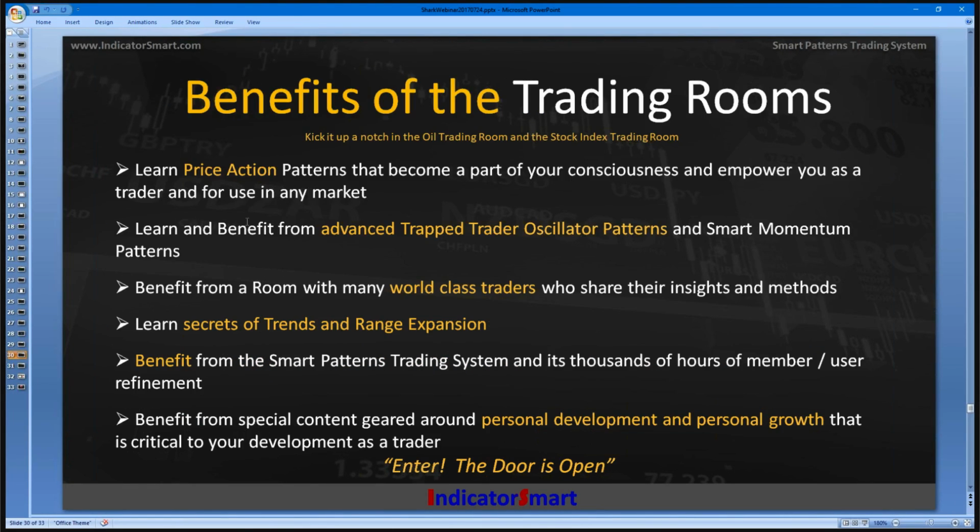So let me just cover a couple things about the trading room. The trading rooms are really price action based, but we also look at market profile. We look at order flow patterns that are put together in a way that's really easy to understand. It's graphical. There aren't 10,000 numbers all over the charts. And the tool we use for that is called the Trap Trader Oscillator and Smart Momentum Patterns. We have a lot of really awesome traders in the rooms to share their insights and methods. In fact, the rooms are really a lot about sharing. We'd love to have you aboard for that.